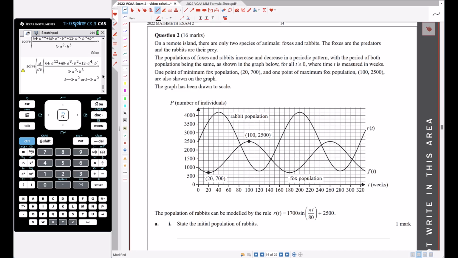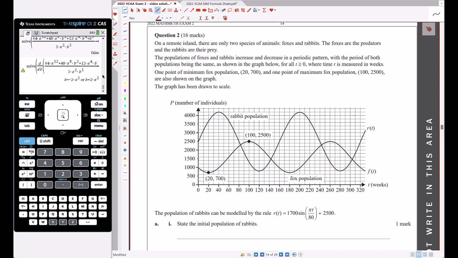Question 2. On a remote island, there are only two species of animals, foxes and rabbits. Oh, I think I remember the foxes and rabbits, though. The foxes are the predators and the rabbits are their prey. The populations of foxes and rabbits increase and decrease in a periodic pattern, with the period of both populations being the same, as shown in the graph below, where time t is measured in weeks.